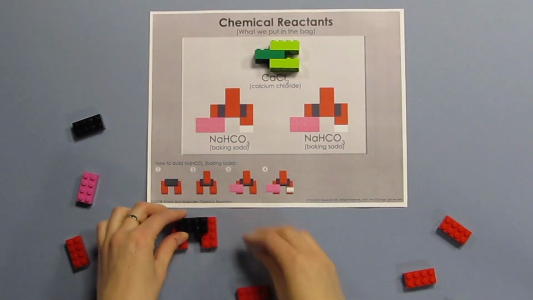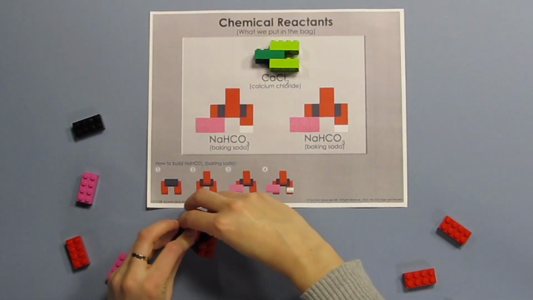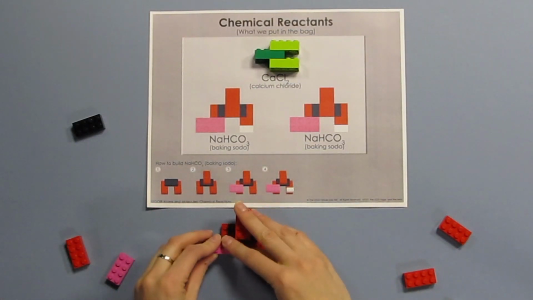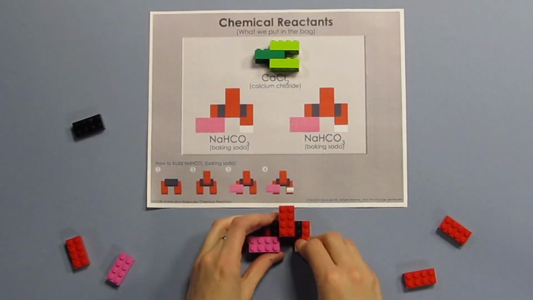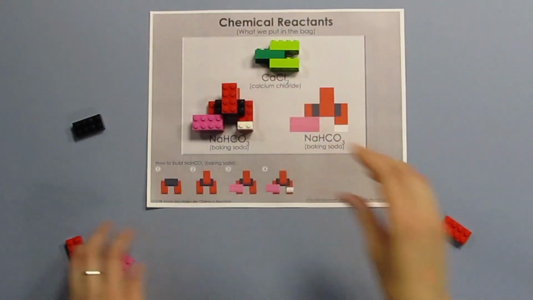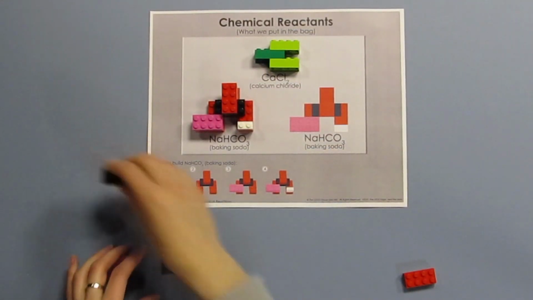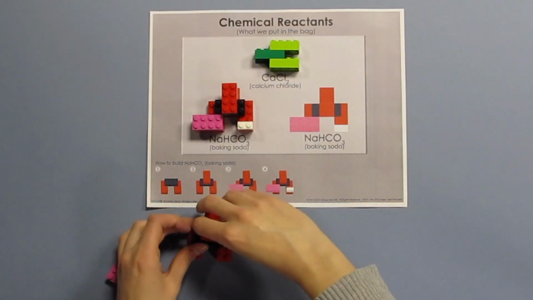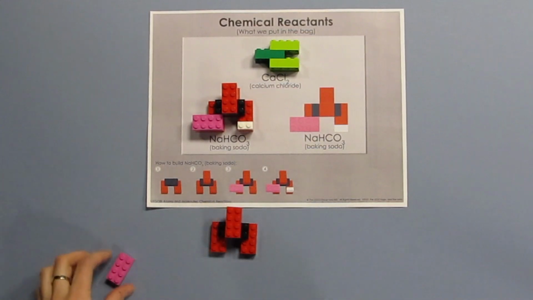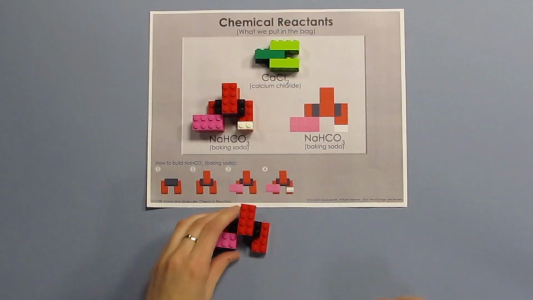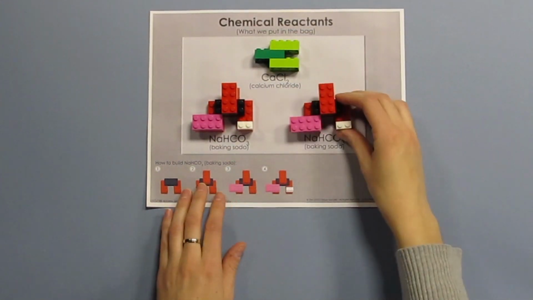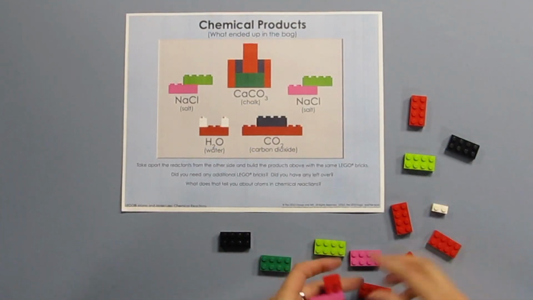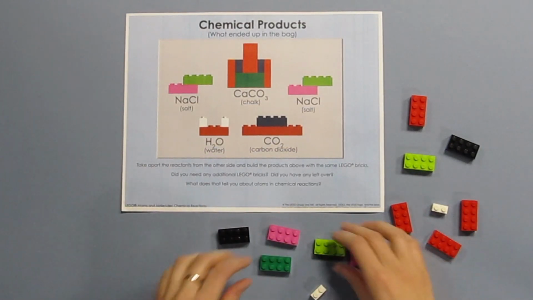We can visualize what happens to the atoms in this chemical reaction by modeling with Lego bricks. If you have these materials, this is what you will be doing. Remember, each color brick represents a different atom. When clicked together, the bricks form a molecule. Here are 2 baking soda molecules and 1 calcium chloride molecule. These are the reactants. In the chemical reaction, these atoms will separate and recombine into new molecules.